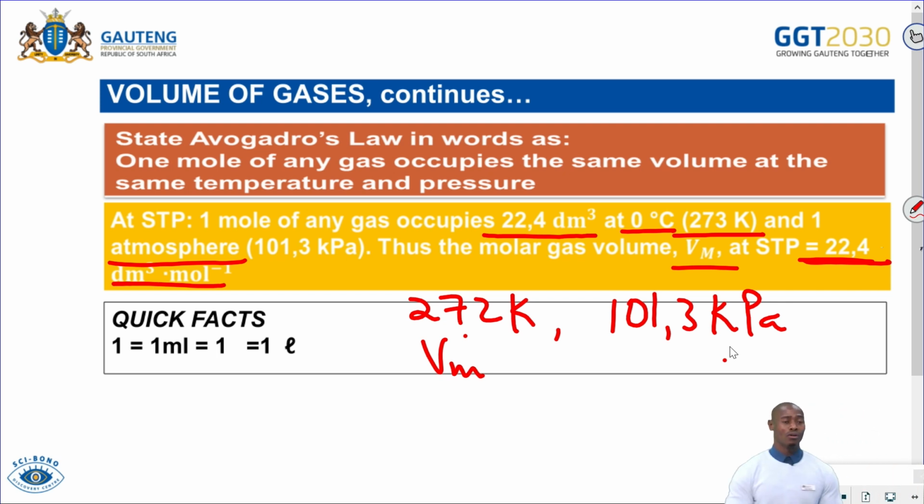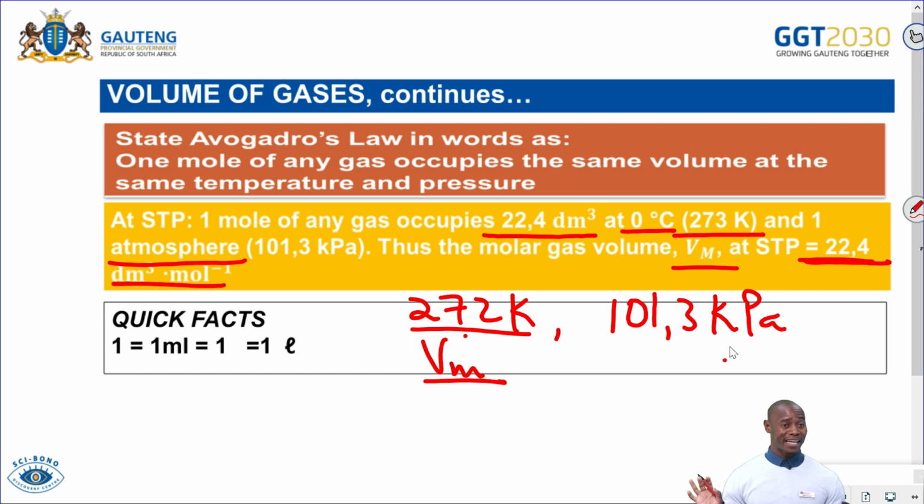Are they not going to give you Vm? They are not going to give you Vm at STP, because that Vm at STP is there on your data sheet. But when they say 272, we can't use 22.4. They have to give us Vm. I hope it's making sense. That Vm, that molar gas volume, that 22.4 is for STP.